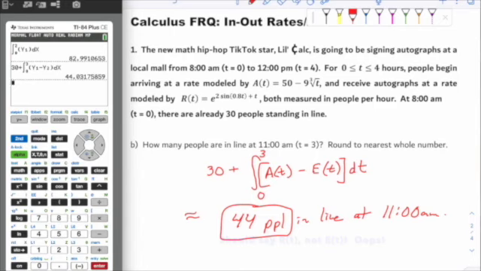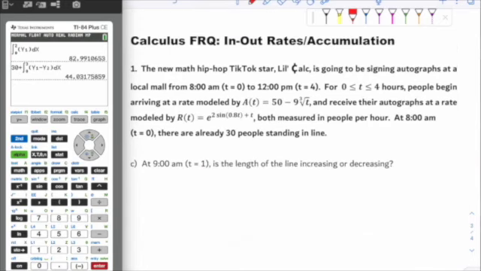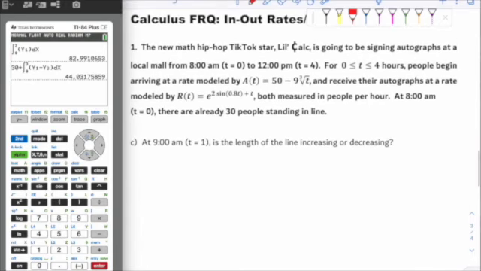Okay. Part C. At 9 a.m., aka t equals 1, is the length of the line increasing or decreasing at that moment? So we're not asking about how many people are in line, just is it getting longer or getting shorter at that moment? And when you're doing that, you're really just comparing the two rates. Basically, are more people arriving at that moment, or are more people leaving at that moment? Which one is a greater value?